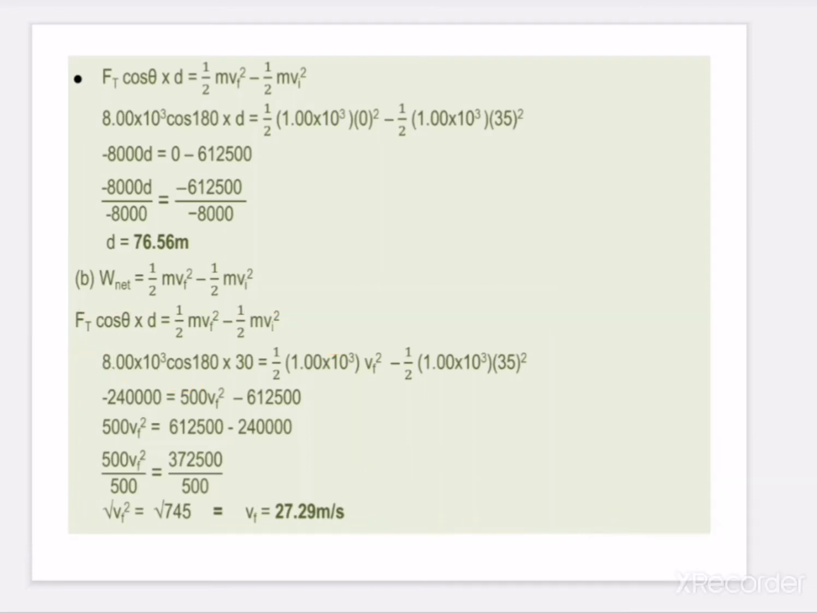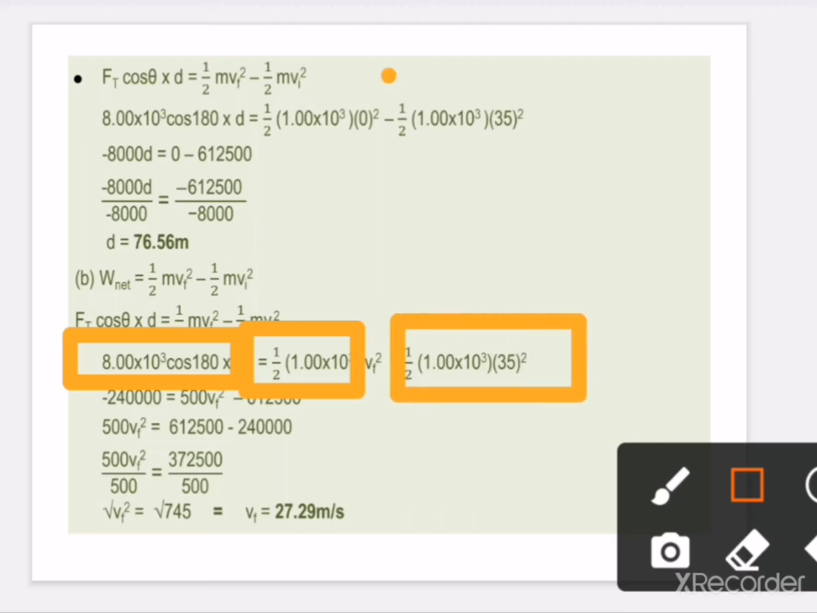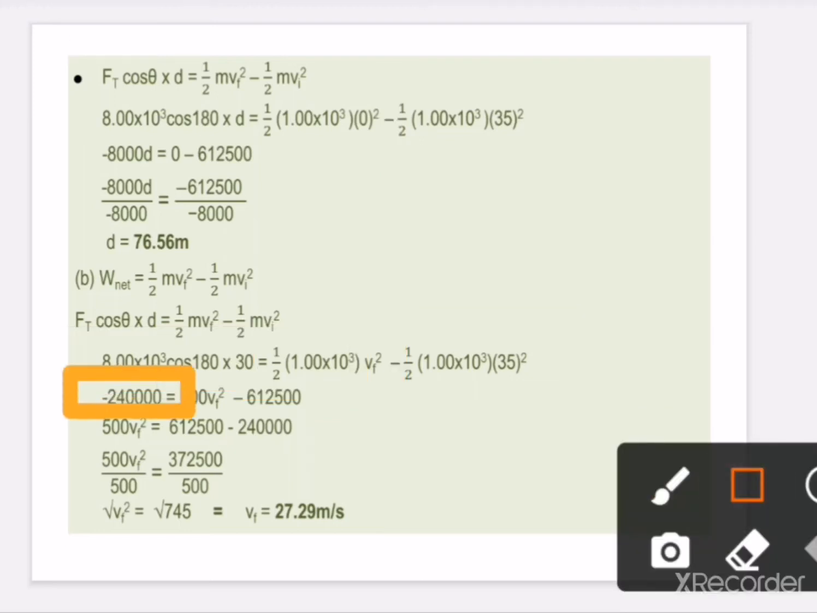So when we work this out, on this side here, when we multiply throughout, we get negative 240,000. And when we multiply 1.00 times 10 to the power 3 by half, we get 500. And then that side is just the same as this part here, so we still get a negative 612,500 there. All right, so what we end up with now is an expression which we have here, so we can collect like terms.